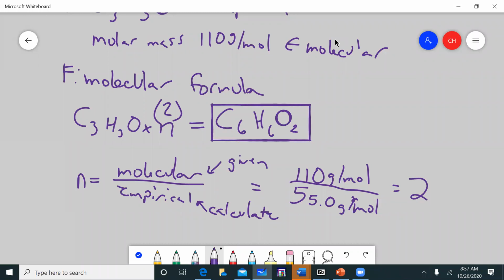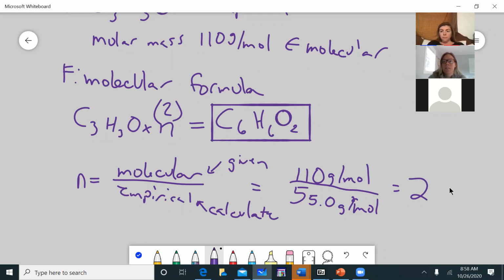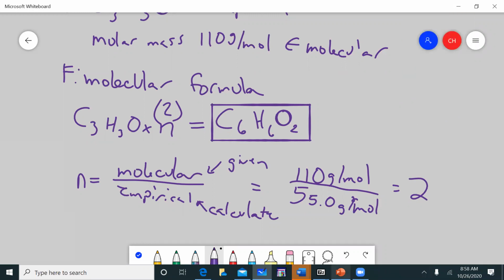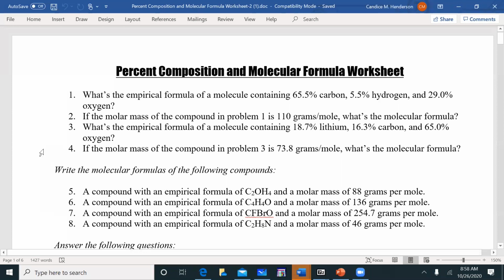Any questions on that process? We'll do one more just for fun. So we had that lithium carbonate problem. If you have questions, pop it in there.